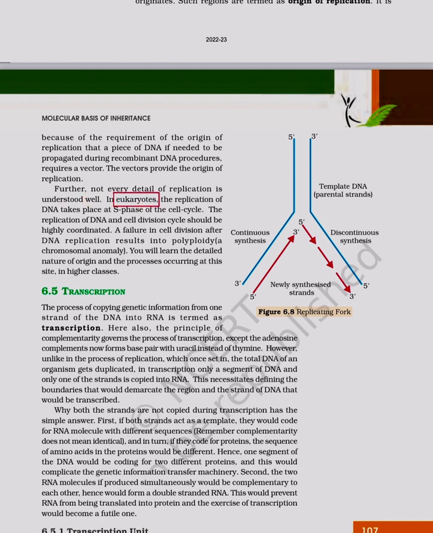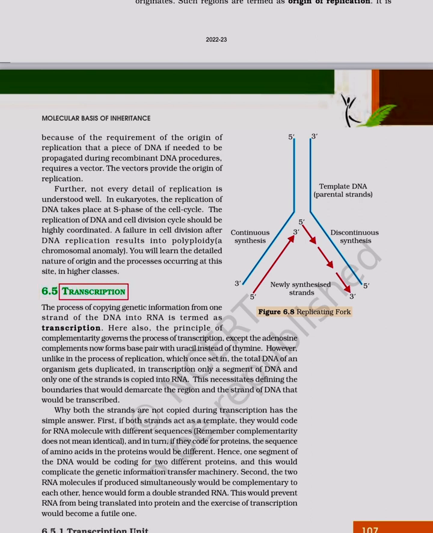In eukaryotes, the replication of DNA takes place at the S phase of the cell cycle. The replication of DNA and cell division cycle should be highly coordinated. A failure in cell division after DNA replication results in polyploidy, a chromosomal anomaly. You will learn the detailed nature of origin and the processes occurring at this site in higher classes.